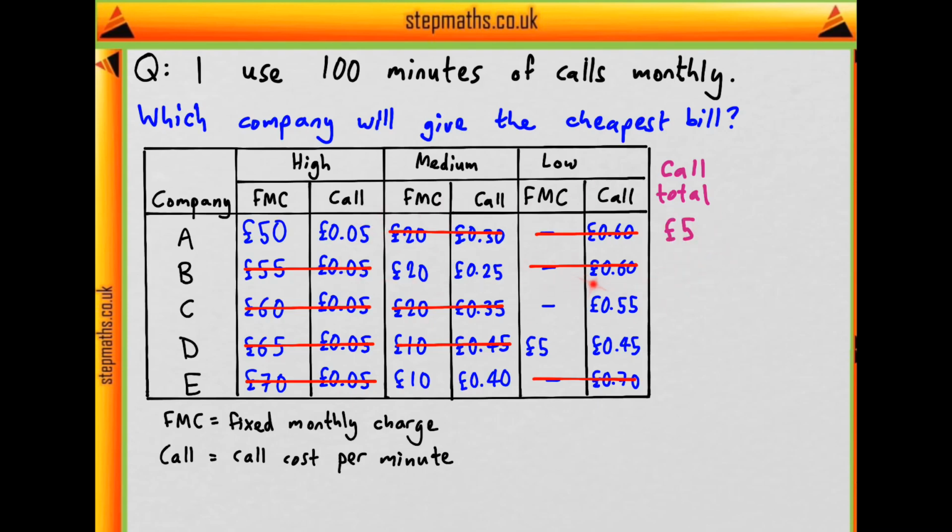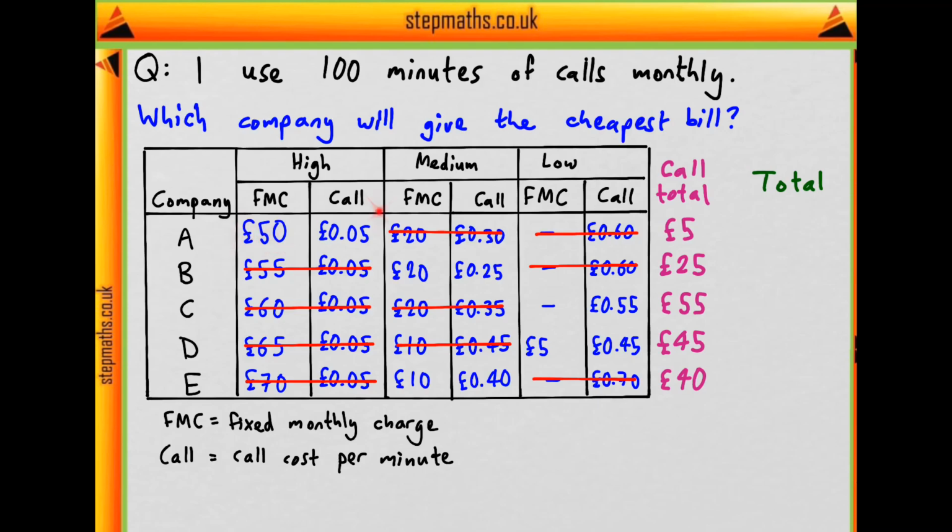Then what about B? It's 25p per minute for 100 minutes, which is £25. Similarly for C, we have £55, for D, £45, and E, £40. So what are our grand totals? We just need to add the fixed monthly charge to what we're paying for calls.